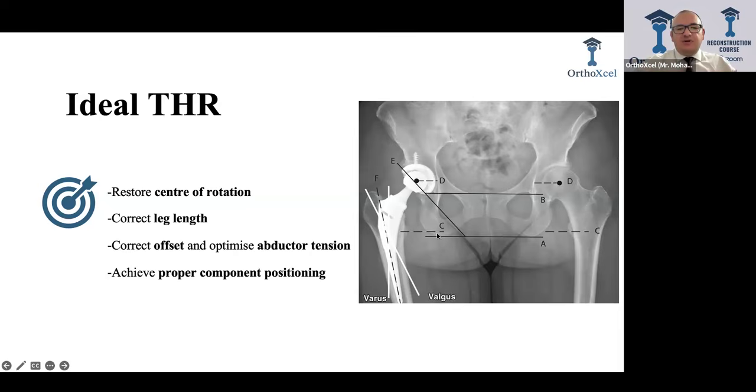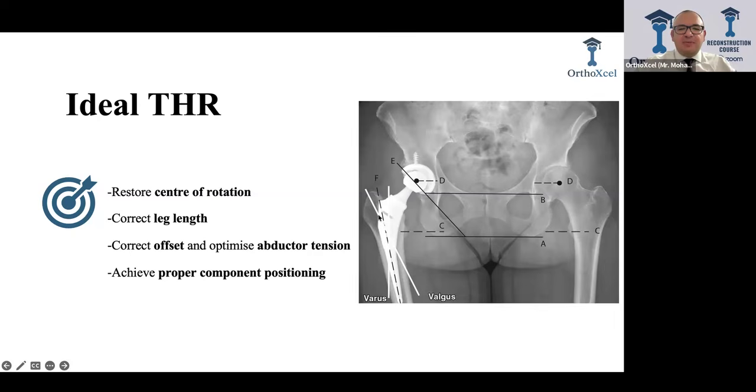You need to measure your length and try to replicate the length on the other side. And we said there are two reference points, either the trans-ischial line or the trans-teardrop line, and you need the center of the lesser trochanter comparable on both sides, relative to one or both of the reference points.